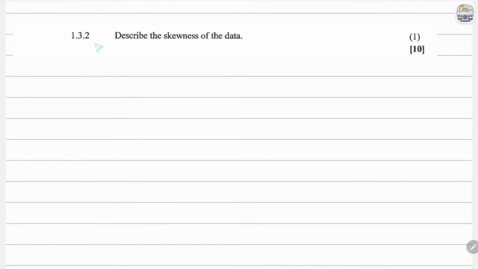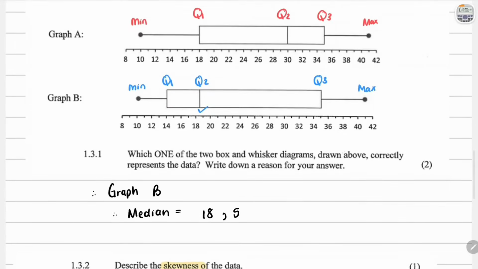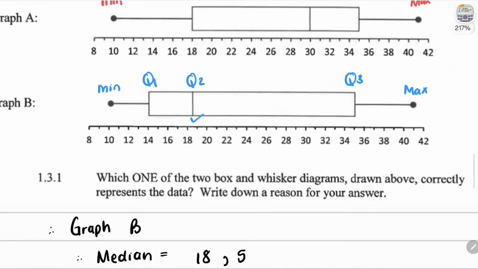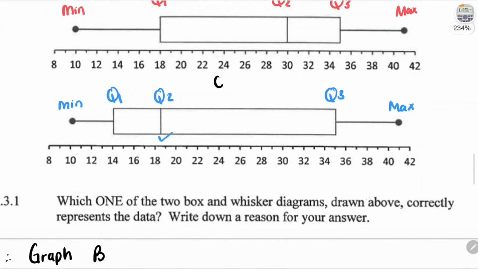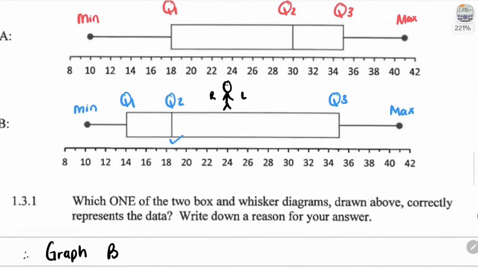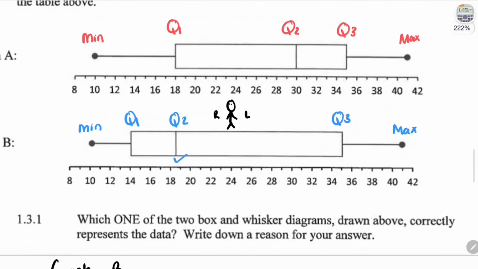Question 1.3.2 says, describe the skewness of the data. So the graph that we chose, how is it skewed? So when you're thinking about the skewness, I want you to think about it as if you are standing looking to the front, okay? So if you were standing looking to the front like that, then this hand side would be your right, and this would be your left. Now, based on that, how is this data skewed?